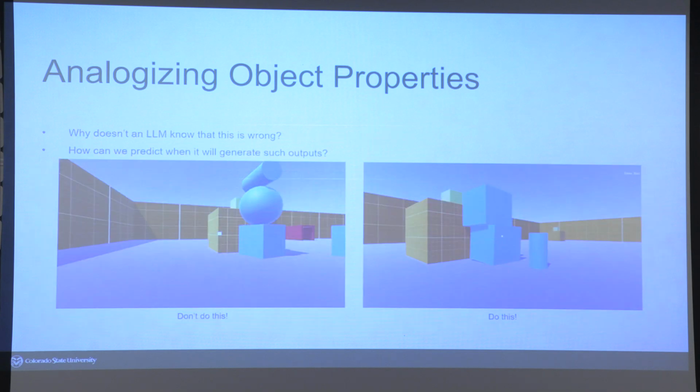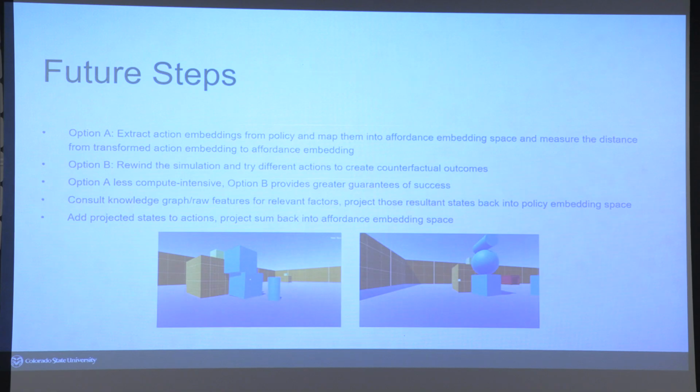So why doesn't a large language model know that this is incorrect? And how can we predict when it will generate such outputs? That is, I want it to not do this. I want it to do something like this instead. I need to know when this is going to result in a failure to my anticipated plan such that I can perform in-situation reasoning about how I might be able to solve that.